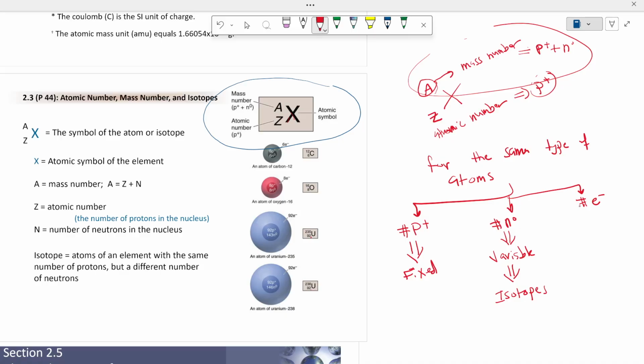By the way, this sign is number. I always use it for number. Number of atoms, number of moles, number of electrons, and so on. Number of electrons is also variable.